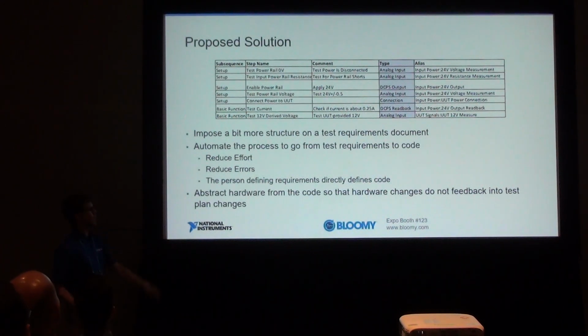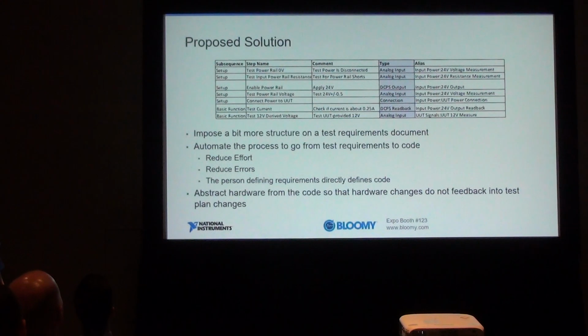Also, as part of this, we can abstract hardware from the code so that if the hardware team puts together something and we're like, oh, well, I'm not sure we can really do that, those changes don't necessarily feed back into the test plan. We shouldn't have the hardware capabilities driving the test plan. Sometimes that's the way of the world, but ideally, hopefully we find all this, we import it into code, and then the hardware can support it.